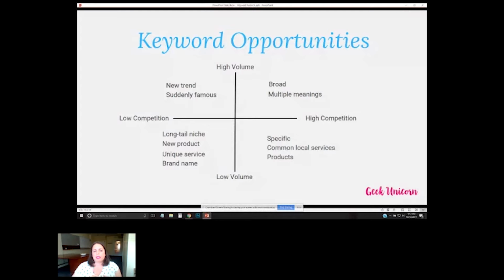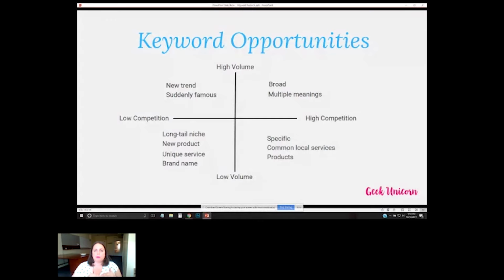And I'll give you an example. Actually, I'll talk first about the high volume, low competition. That would be something that is a new trend or suddenly famous. And I'll give you an example of that. Fidget spinners, when they first came out, would have fallen in the new product category. So low competition, low volume. So the people who had websites focused on fidget spinners rested in that area of low competition, low volume.